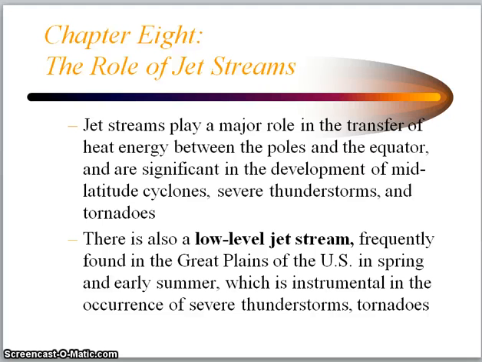Now, there is also a low-level jet stream, which is frequently found in the Great Plains of the United States in the spring and early summer, coming from the Gulf of Mexico, which is instrumental in transporting moist air northward for the formation of severe thunderstorms and tornadoes in the spring in the central and southern plains.